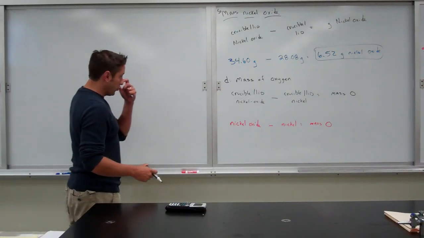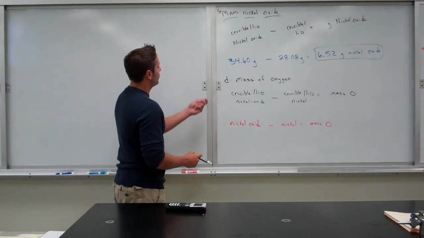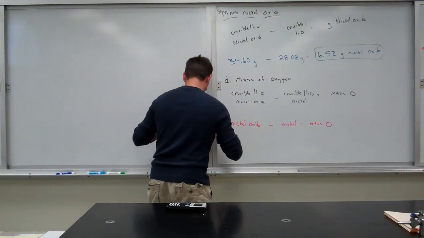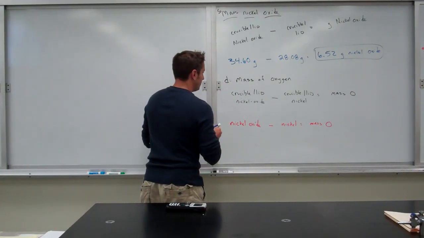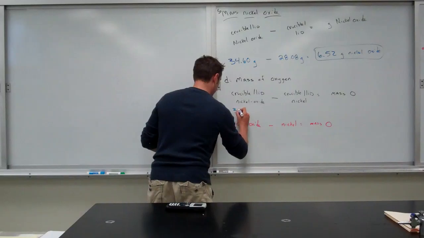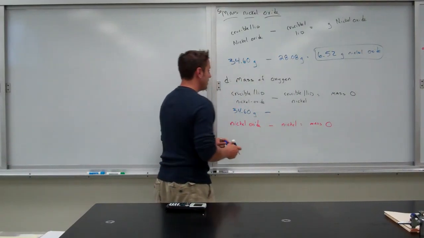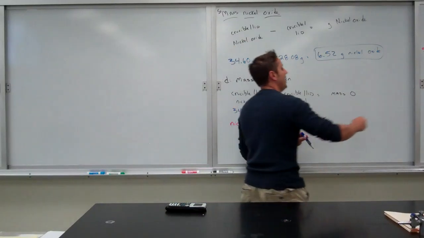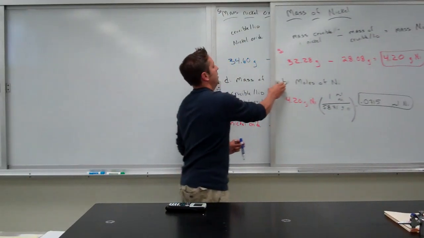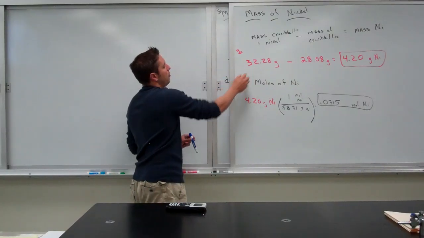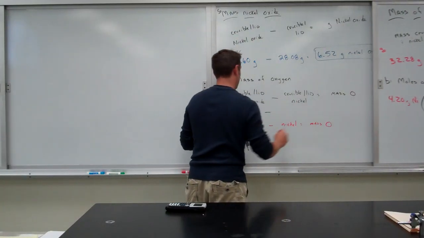Right, so let's do the crucible, the lid, and the nickel oxide first. The crucible, lid, and nickel oxide, which is still on that paper, was 34.60 grams, minus the crucible, lid, and the nickel, which I'll just pull from the top line in your sheet, 32.28 grams.